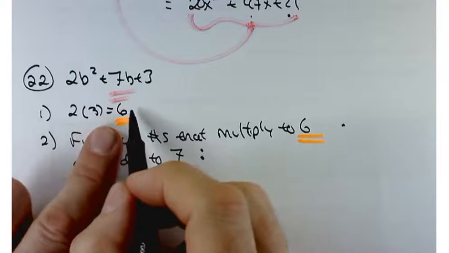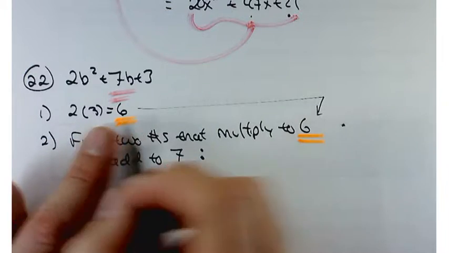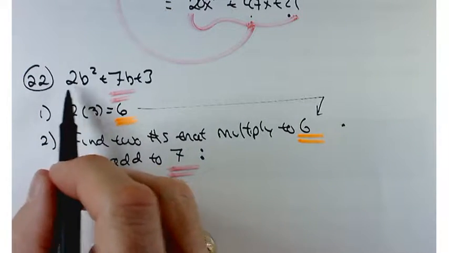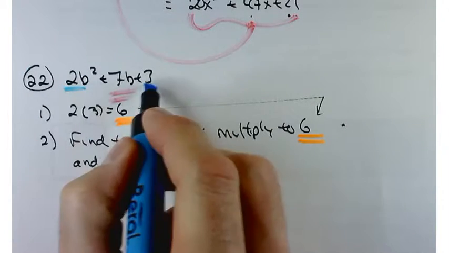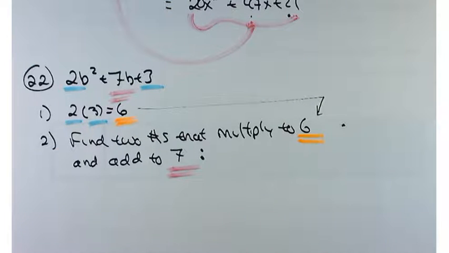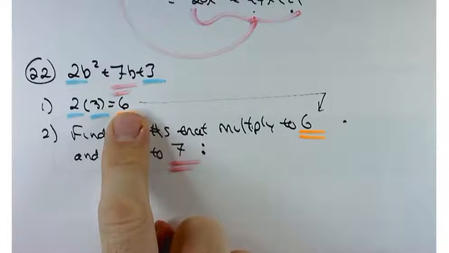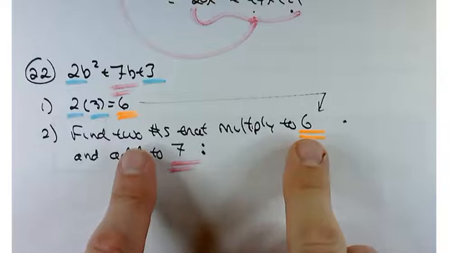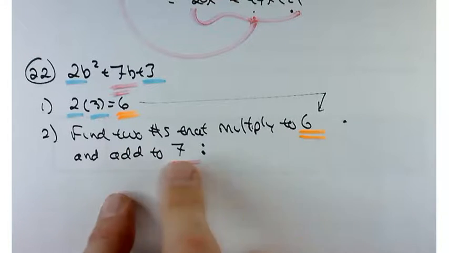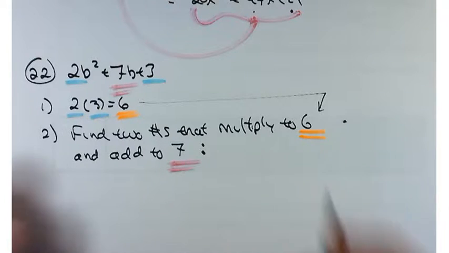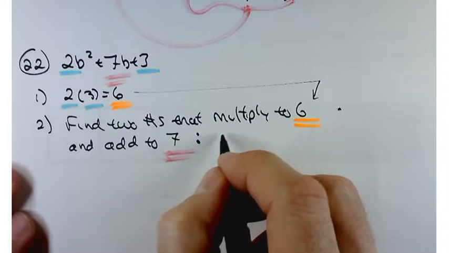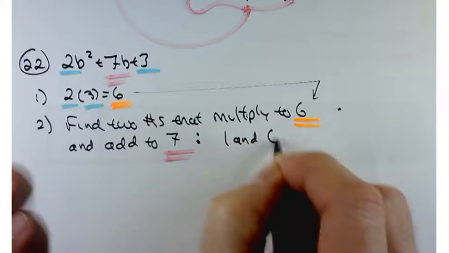No, the 6 comes from right here. It's the first step, right? The first step was to multiply the outside two numbers. So start by multiplying those two together and you get a 6. And so now we're going to want to find two numbers that multiply to 6 and add to 7. So there'd be 1 and 6.